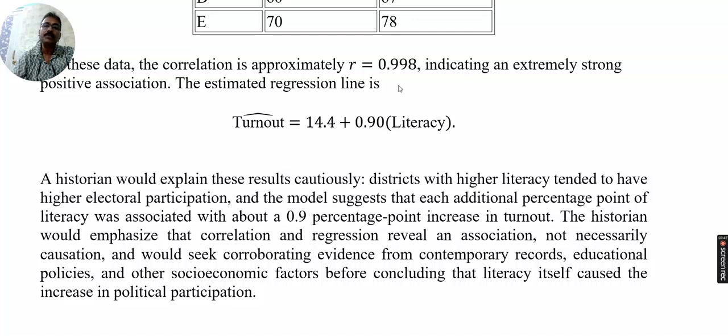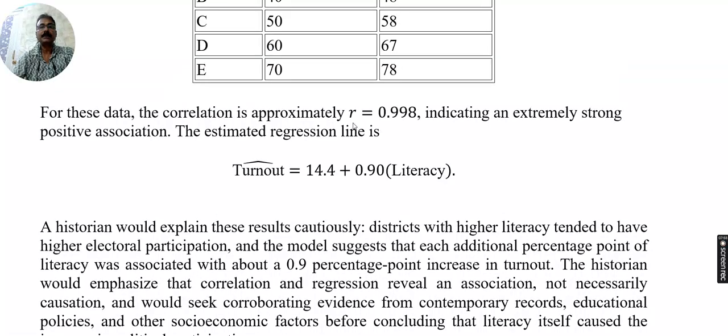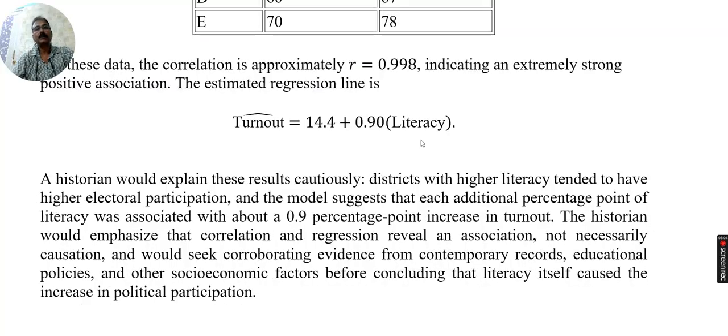With the increase of 1 unit of the independent variable, what is the change in the dependent variable? That is 0.90. So we get a positive association from the correlation coefficient, and here we get the quantitative pattern: with the increase of 1 unit of the independent variable, how it is reflected in the dependent variable. In this way, these two statistical tools, correlation and regression, are helpful for explaining such analysis.